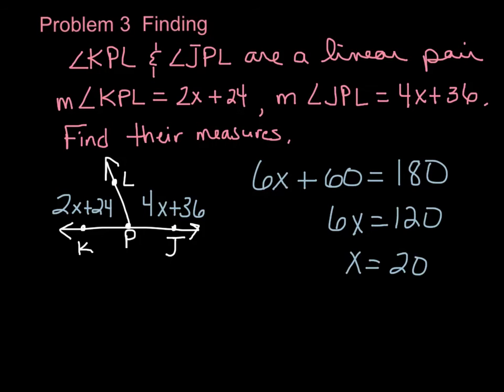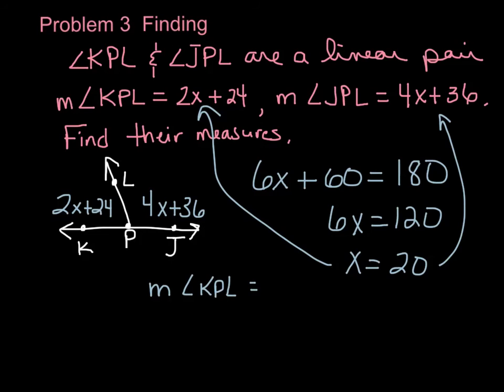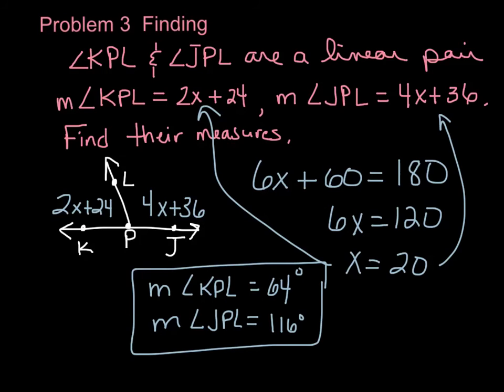But I don't want to know what the value of x is. I want to know what their measures are. So now plug them in. 2 times 20 is 40, plus 24 is 64. So we know the measure of angle KPL is equal to 64 degrees. The measure of angle JPL, 20 times 4 is 80. 80 plus 36 is 116. Those two angles add up to 180, so we know we did it correctly. 64 degrees and 116 degrees is your answer.